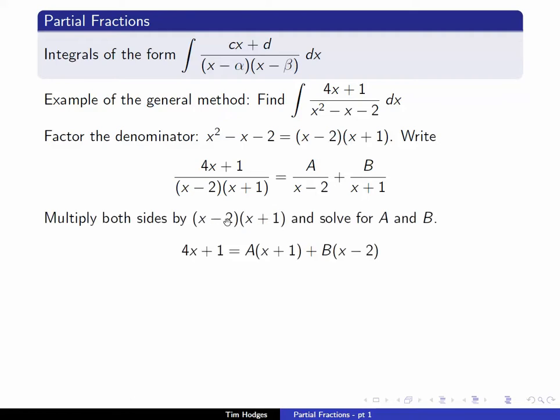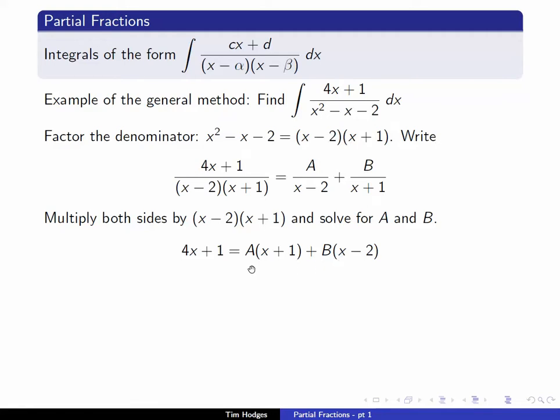To do this, we multiply both sides of this equation by x minus 2 times x plus 1, and then solve for A and B. So doing this cancels out the denominator on the left-hand side and gives us 4x plus 1. When we multiply A over x minus 2 by this product, the x minus 2's cancel out and we just get A times x plus 1. And similarly, when we multiply B over x plus 1 by this product, we get B times x minus 2. Now, this is true for all values of x, so we can just pick some specific values of x for which this gives us an interesting result.